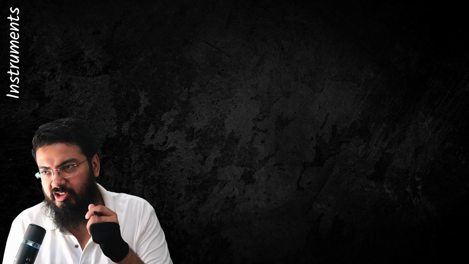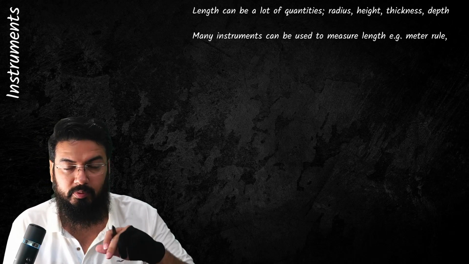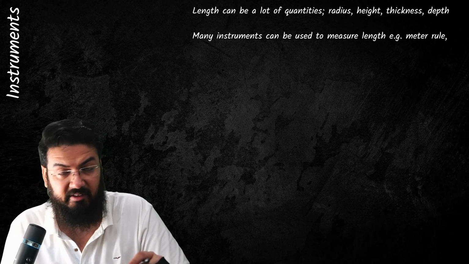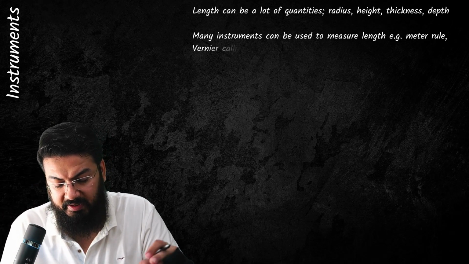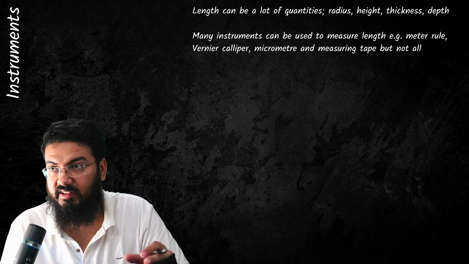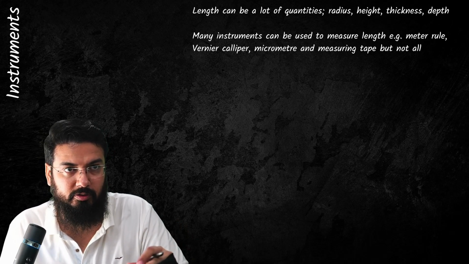Now measuring length is a very simple idea. The thing is that when you are measuring length, you have a lot of different instruments, like for example you have vernier caliper, micrometer, screw gauge, measuring tape, and you may have meter rule as well. All right, and then you have a lot of different types of lengths, such as radius, height, thickness, circumference, so on and so forth.